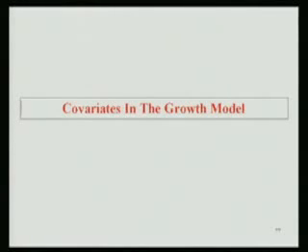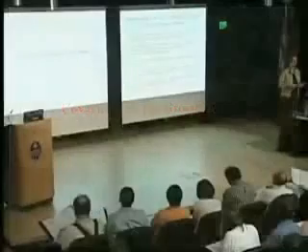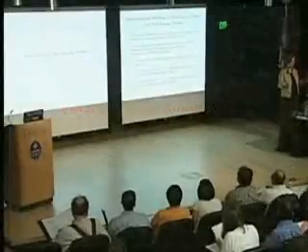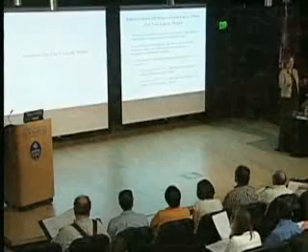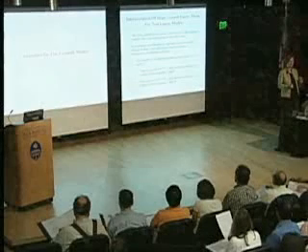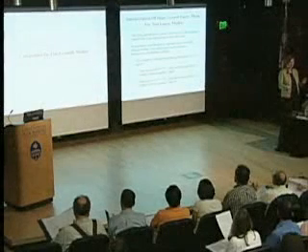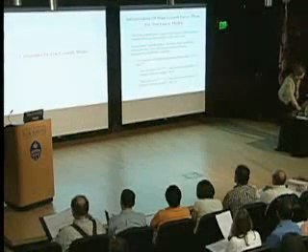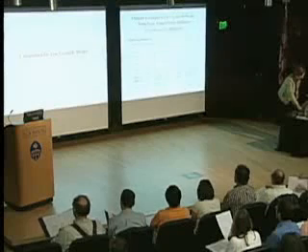All right, so as I said earlier, we want to have a well-fitting growth model, and we want to know if people start out the same and if they grow the same. But what we ultimately want to know is why. Why do they start out differently, and why do they grow differently? So that's where covariates come in.